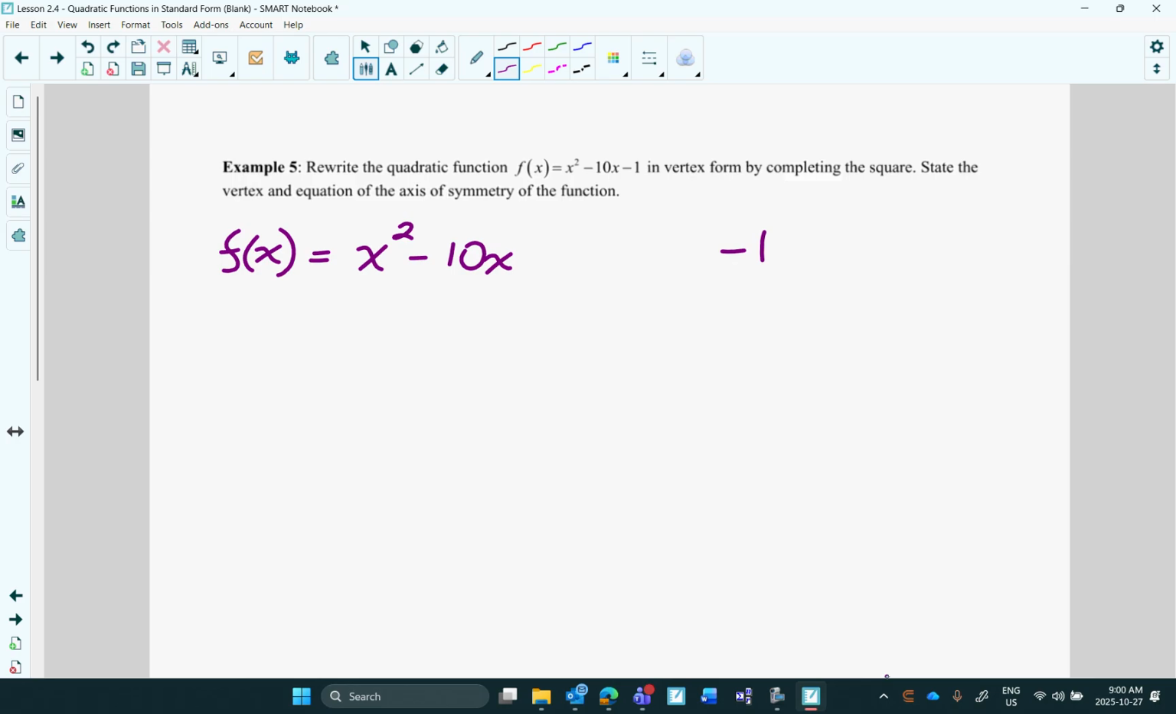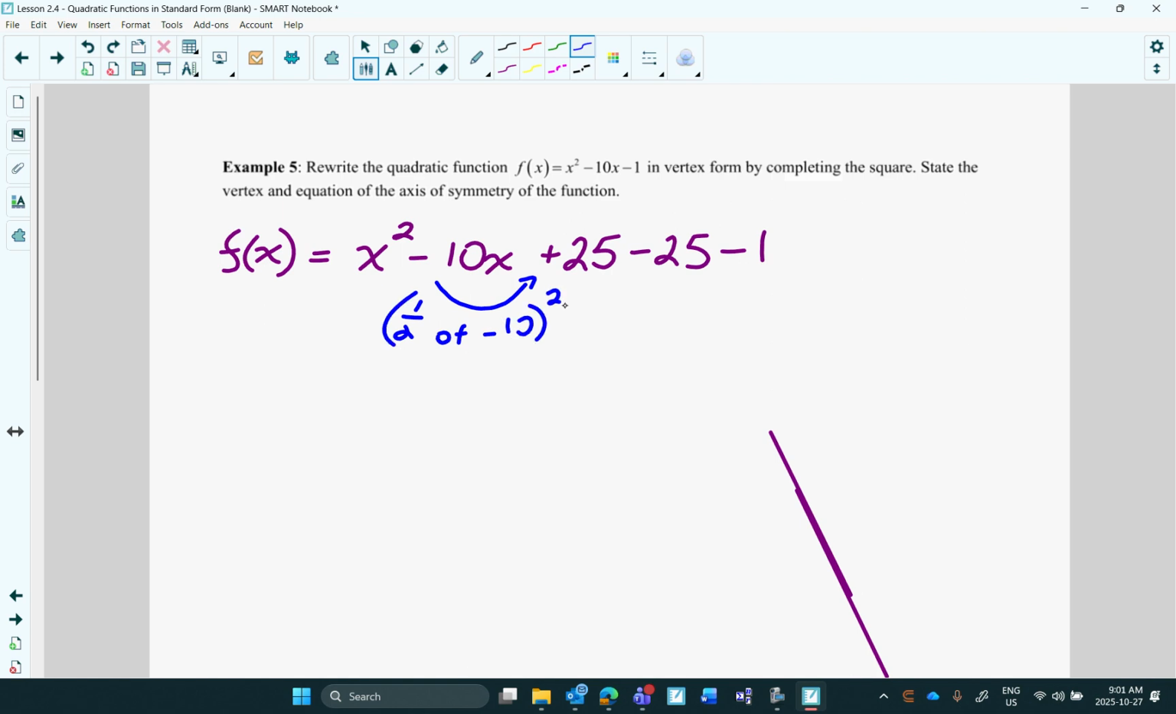Now I have to figure out what to add and subtract to make a perfect square. How do we find out? Half of this, which is, careful, negative 5 squared. Negative 5 all squared, positive 25. And to keep it balanced, what do I have to add on top of that? Negative 25. Good. So it's half of negative 10 squared.